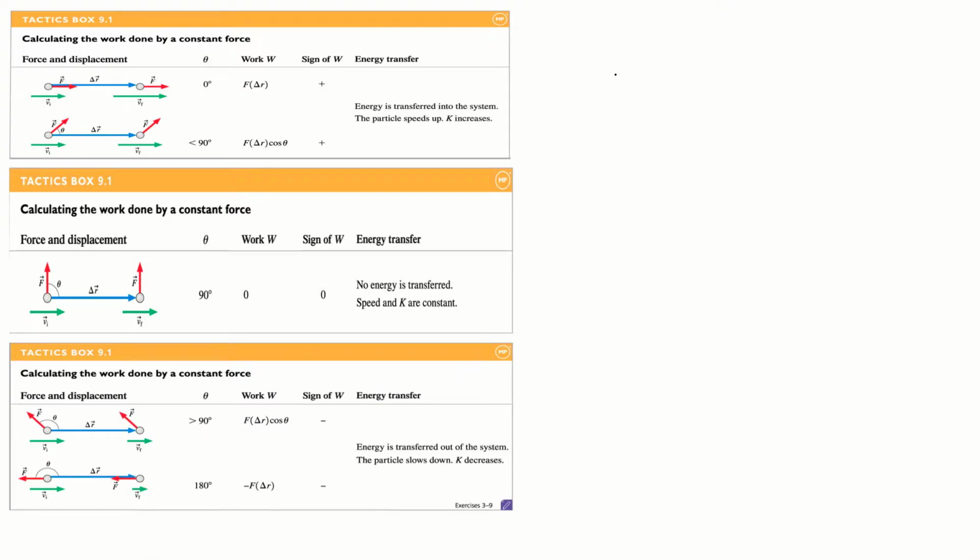This all came from the fact that we were looking at force times displacement times cosine theta as how we calculated the work done by a constant force, right? And if that theta was 0 to 90, it's positive. If it's 90 to 180, it's negative. If it's at 90, it's 0.